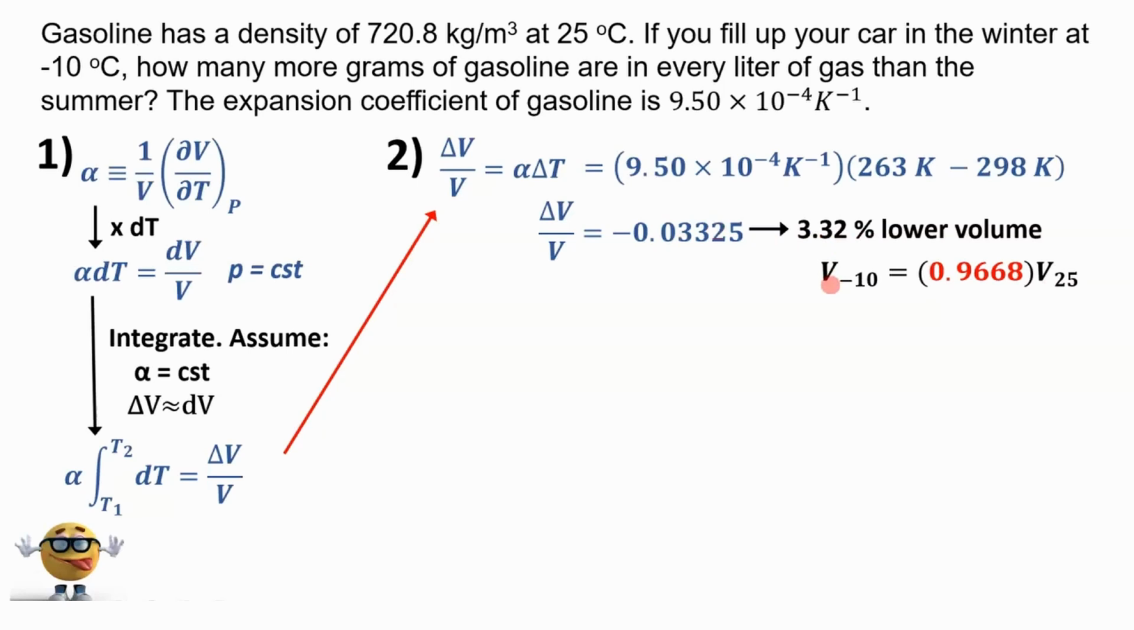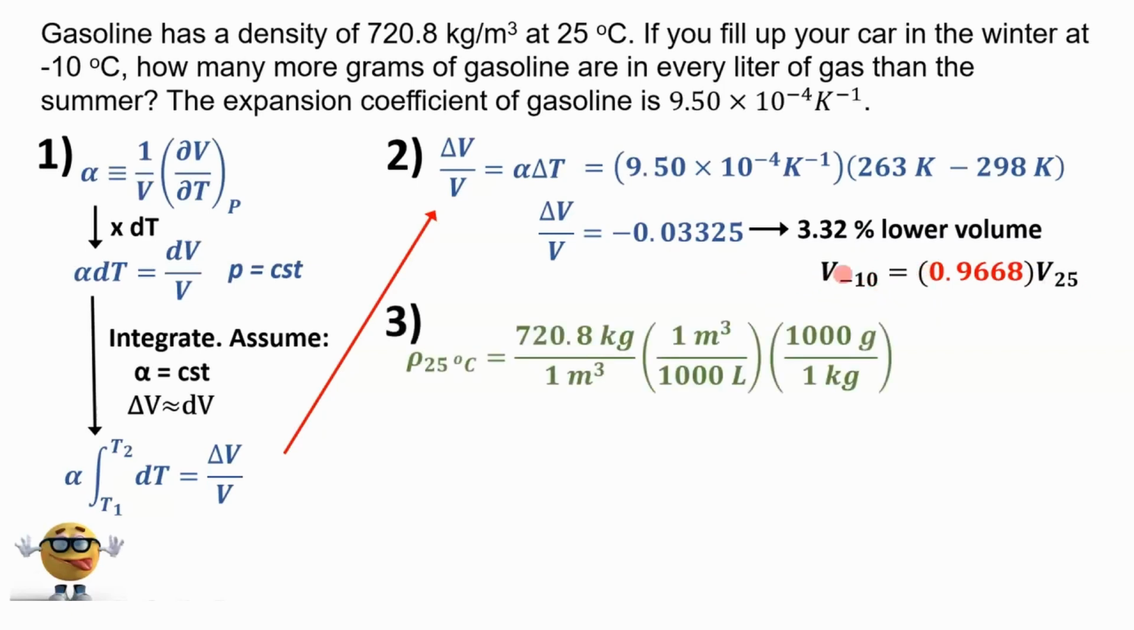Multiply this by 100. So the volume at negative 10 is going to be 0.9668 times the volume at 25 degrees Celsius. So what this means is that if this was a 1, this volume would be the same as this volume. If it was 10% lower, you would have 0.9. But because this is 3.32% lower, we've got to take 1 minus the 3.32%. So the volume at negative 10 degrees Celsius is 96.68% as much as the volume at 25 degrees Celsius. I hope that makes sense. Let me know if that's confusing or not.